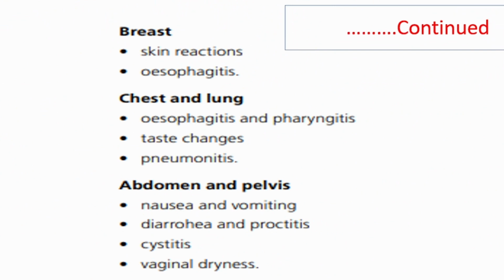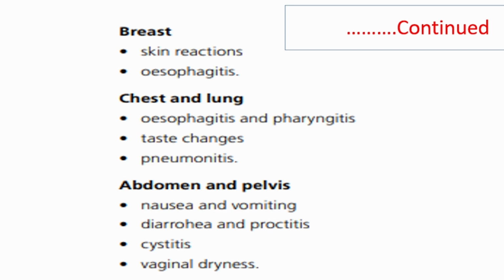To the breast, you can also have skin reactions, esophagitis. Chest and lung: you can actually find esophagitis, pharyngitis, taste changes, then pneumonitis. The abdomen and the pelvis, you can actually find nausea, vomiting, diarrhea, proctitis, cystitis, vaginal dryness. So there are different effects of radiation to the patient and to the nurse.